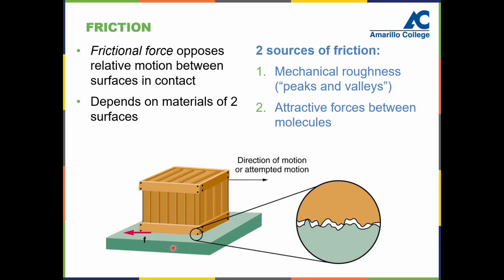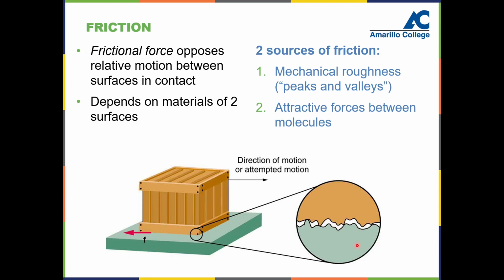There are two separate sources of friction, and this is what we're talking about here. First, mechanical roughness between the two surfaces. When we look at this wooden crate on a microscopic scale, it is not perfectly flat. It's going to have all of these ridges and bumps in it on a very, very small scale. The same is true for the concrete that it's sitting on. So we have all of these interlocking, almost like puzzle pieces, right?